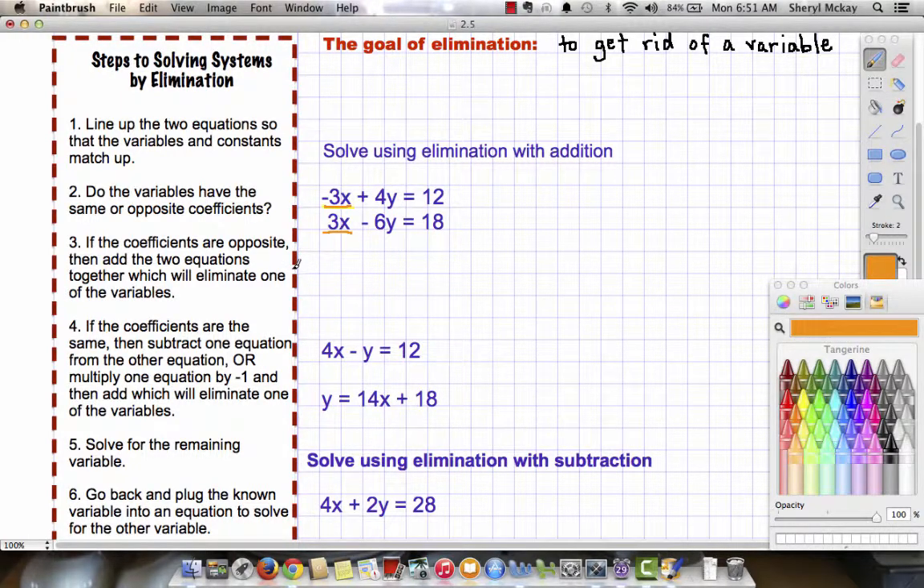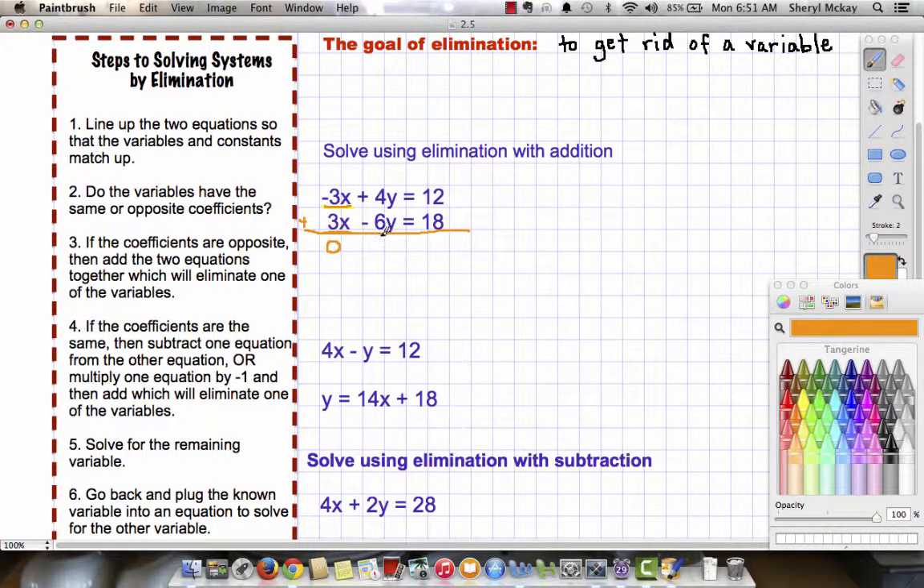If the coefficients are opposite, then we add the two equations together, and that will eliminate one of the variables. Let me show you what I mean. We're just going to draw a line and add the top equation to the bottom equation. So when I add negative 3x plus 3x, I get 0, right? Negative 3x and a positive 3x is 0. Look at that, I've just eliminated that x.